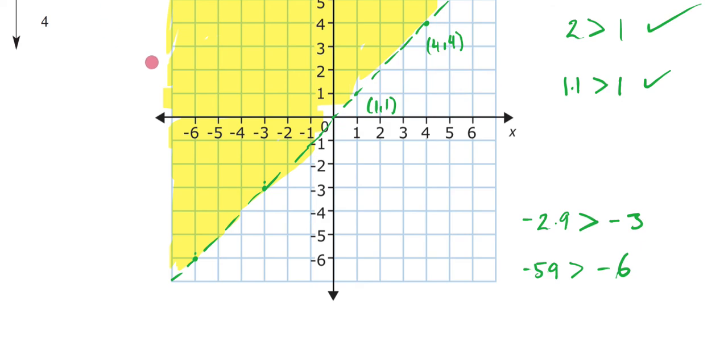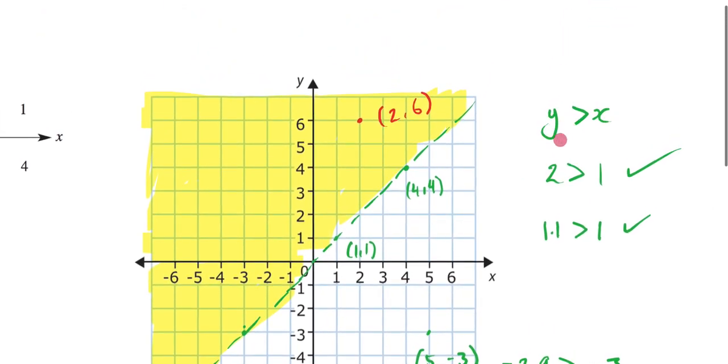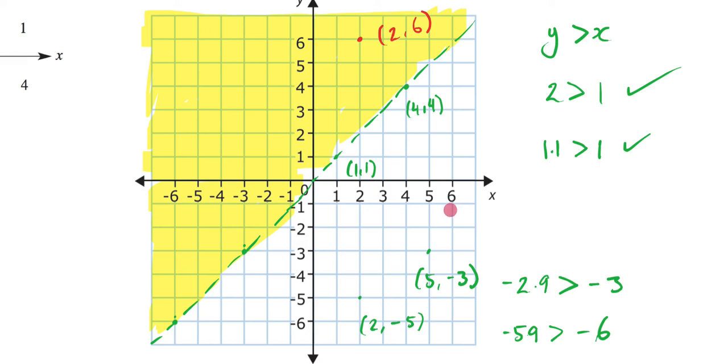Let's do the fourth quadrant. And again, the fourth quadrant is going to be easy. Let's go through this quickly. If I had 5 and negative 3, my x is positive and my y is negative, which means that my x is bigger. So too, if I went down here to 2 and negative 5, my x is positive and my y is negative, which means that my x is bigger. So for every point in my fourth quadrant, I'm always going to have a positive x and a negative y. That means I'm never going to be in a situation where my y is greater than x. Rather, my x is always going to be greater than y. So I'm not going to shade in that region right there.